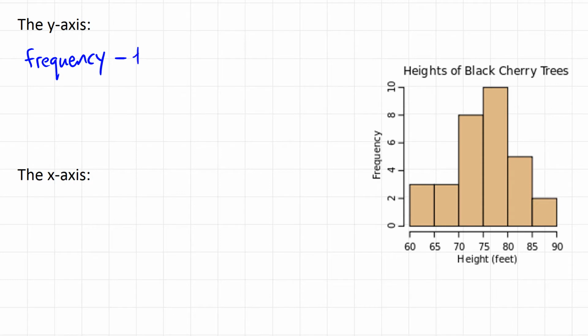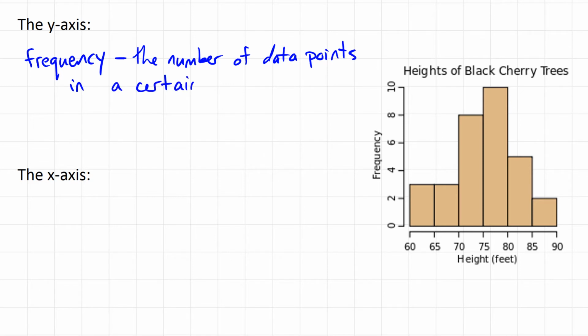And this is the number of data points in a certain bin. And I'm going to show you what I mean by bins here on the right. But first, let's talk about the x-axis. The x-axis has the value and size of bins.